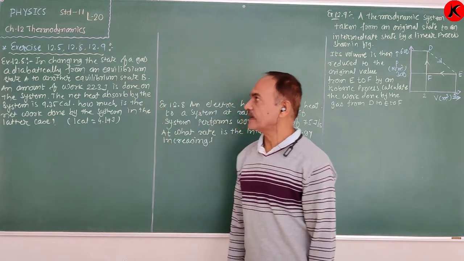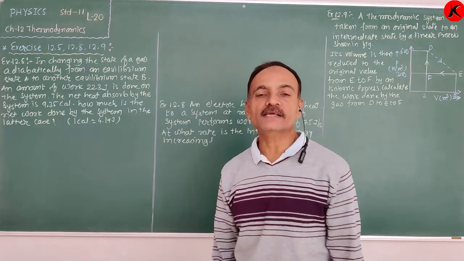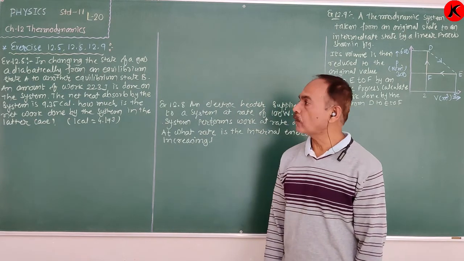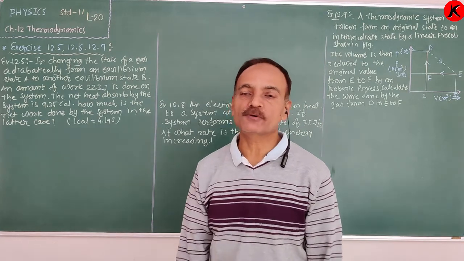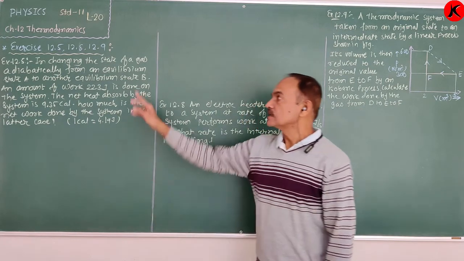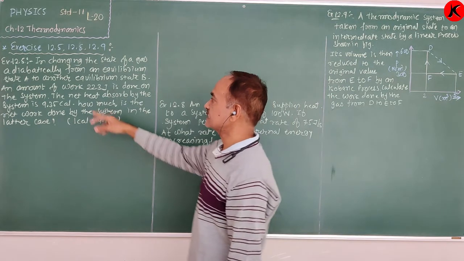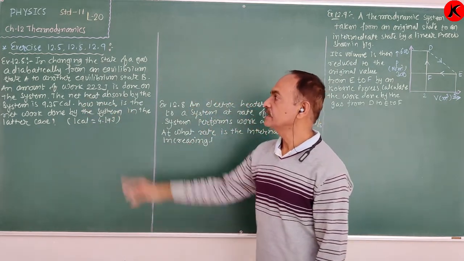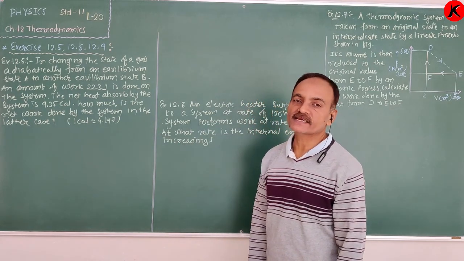In changing the state of a gas adiabatically from an equilibrium state A to another equilibrium state B, the amount of work 22.3 joule is done on the system. Here the work is done on the system, therefore this work done is negative. Now the system is changing from state A to state B. Doing this, the net heat absorbed by the system is 9.35 calorie. How much is the net work done by the system in the latter case?